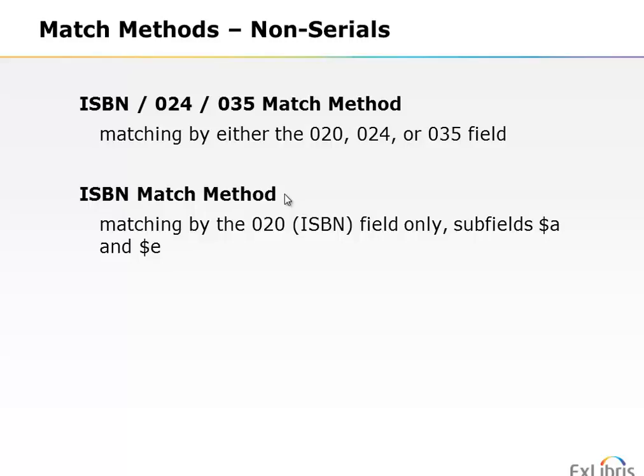In the non-serials, rather than using the ISSN, we use the ISBN. And so, the first match method you see here will compare either the ISBN or the 024 or the 035 between the incoming record and the existing record. And if any of these fields match, this method will identify them as matching records. If the ISBN match method is used, then only the 020, in other words, the ISBN field, will be used for determining whether the records match or not. All of the other match methods that are available for the non-serials are the same as those that we saw for the serials.